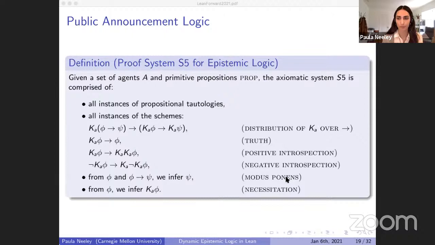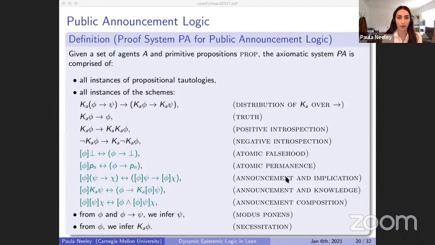The proof system PA for public announcement logic is basically the same. We have some additional rules for the update operator that are highlighted in green. It's a lot to look at, but basically they just govern how the update operator interacts with other connectives. For example, the last one, announcement composition, is important because it reduces a composition of two announcements into a conjunction of announcements. This is helpful when proving theorems involving multiple announcements.